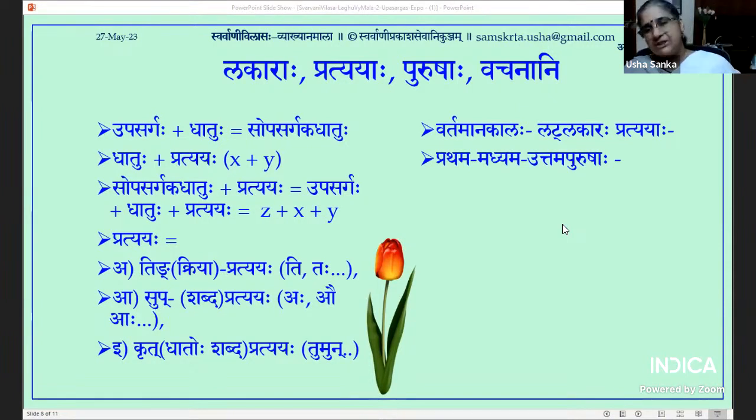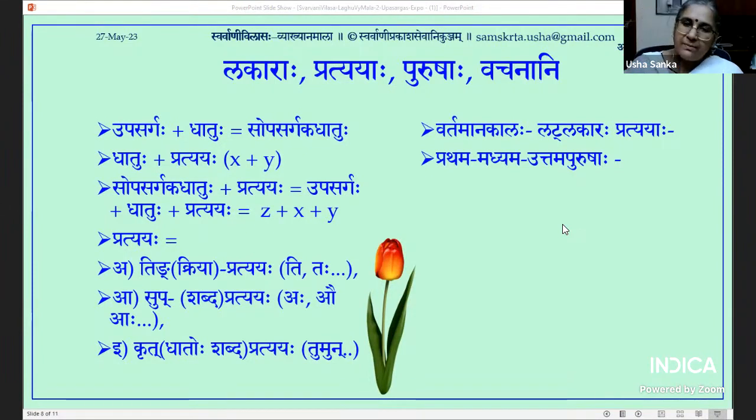Let us see, Vartamana Kala we will take. I said Gachati, going: he is going, she is going or it is going. Agachati, he is coming, she is coming or it is coming. He, she, it doesn't matter. Coming, he is coming is the meaning. I said Upagachati, or going near.